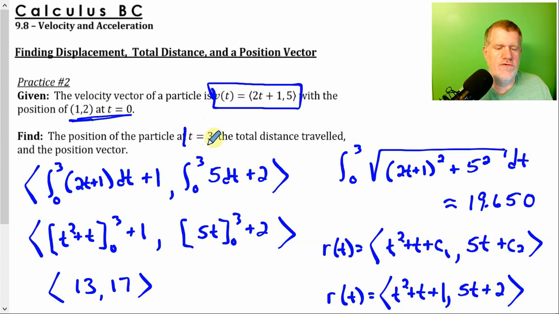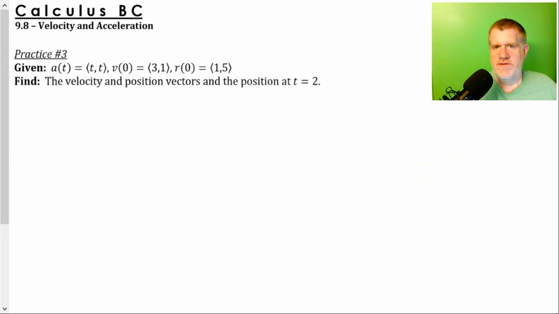If I plug in 3 for this, I should end up with 13, 17. So plug in 3 to 5t plus 2. 5 times 3 is 15, plus 2 is 17. Good. Plug in 3 for this, I get 9 plus 3, which is 12, 12 plus 1 is 13. Awesome. Alright. 2 more problems, and then we'll be done.